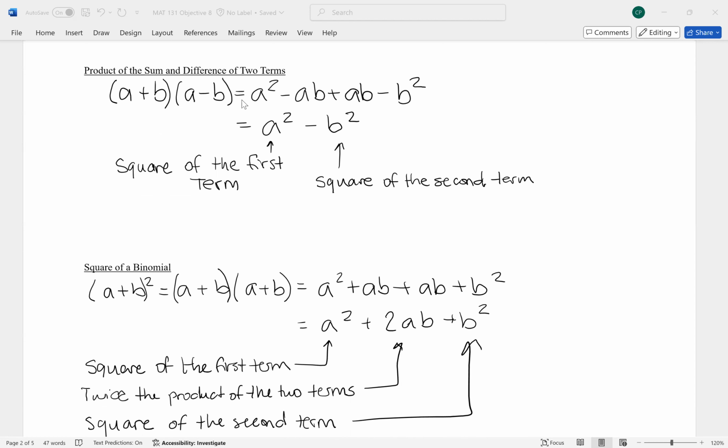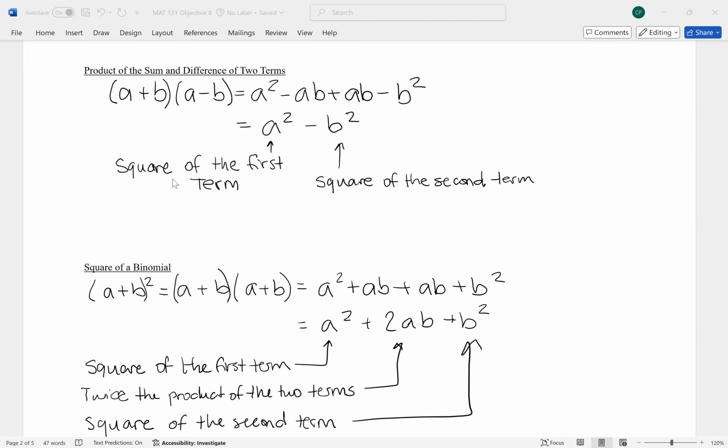And of course, if we did the FOIL method and we did a times a, we'll get a squared. A times negative b, we'll get negative ab. B times a, we'll get ab. And b times negative b, we'll get negative b squared, right? And then when we combine those like terms, we'll be left with a squared minus b squared. And so this can be a shortcut for us.